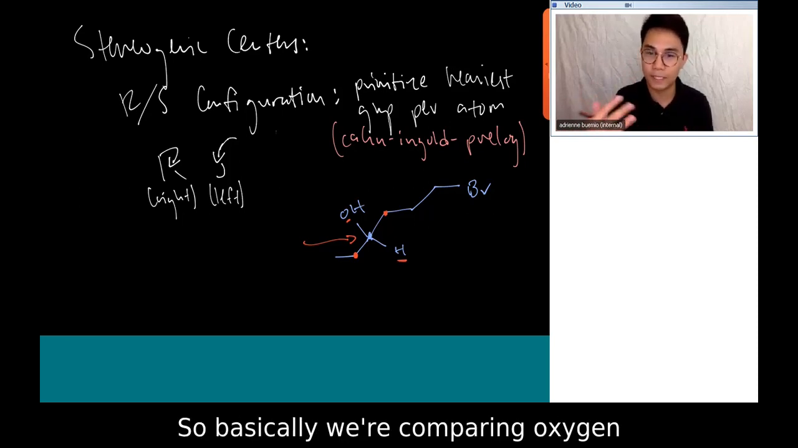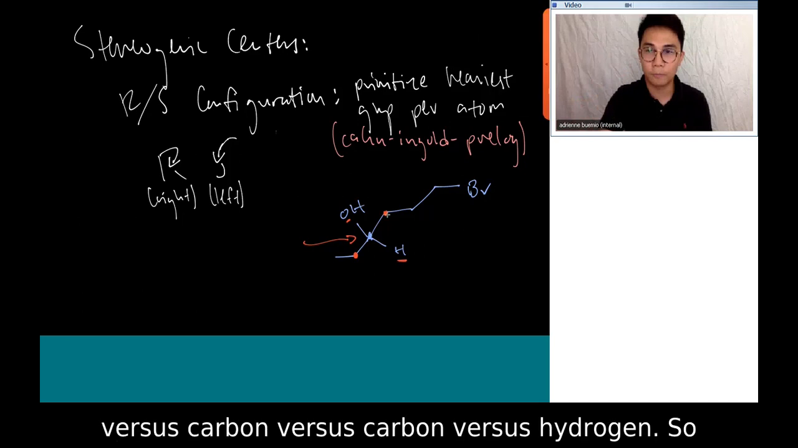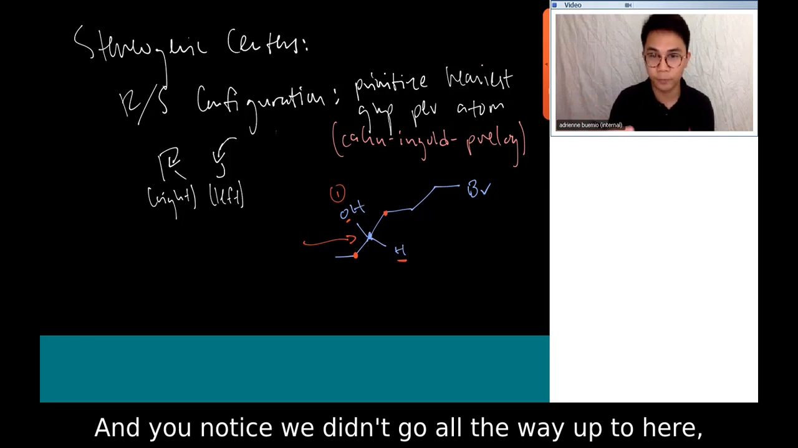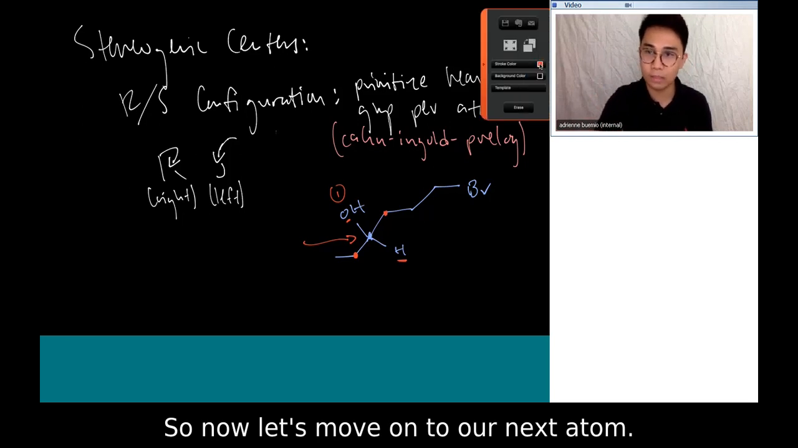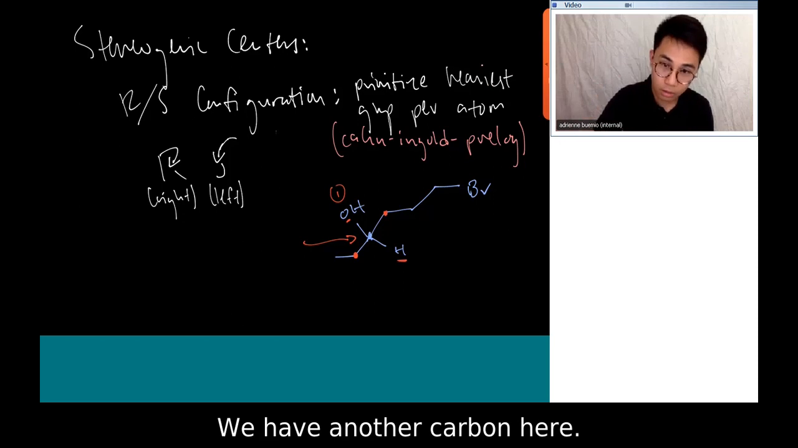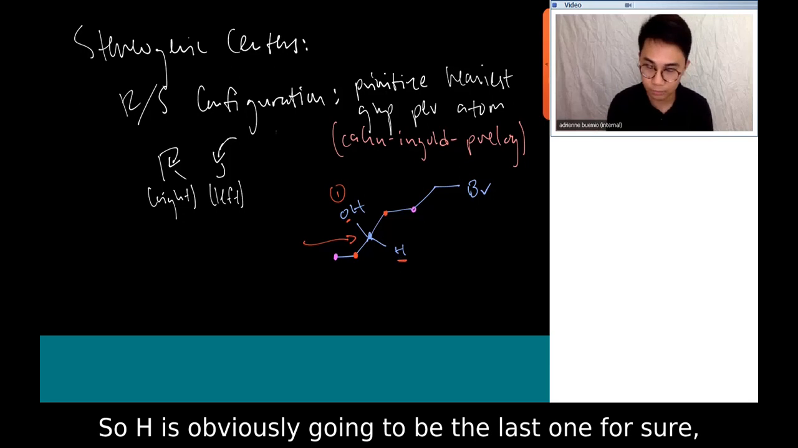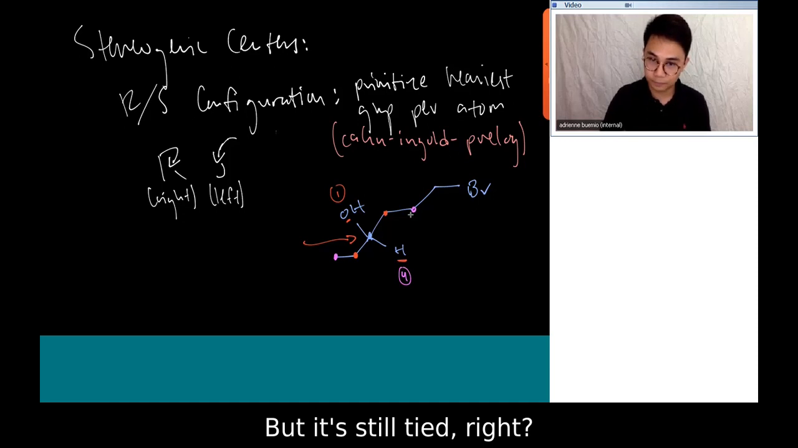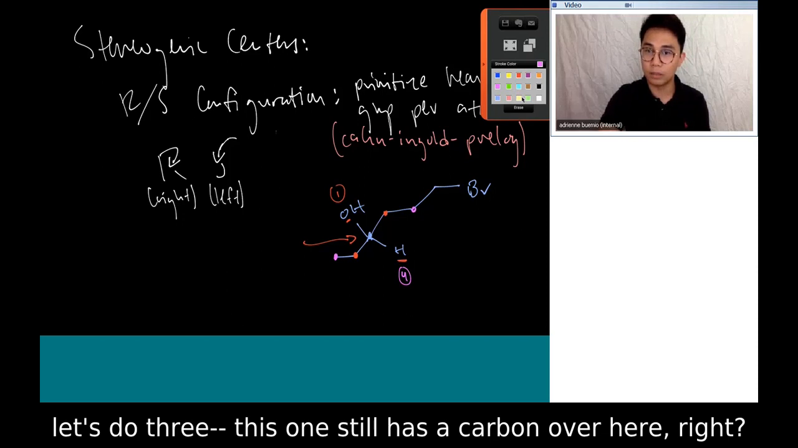But yeah, so atom by atom, we're prioritizing them. So basically, we're comparing oxygen versus carbon versus carbon versus hydrogen. So which one of those is the heaviest? The oxygen. So that's a 1, right? And you notice we didn't go all the way up to here because we said atom per atom. So now let's move on to our next atom. We have another carbon here, and another carbon here, and we have H here, right? So H is obviously going to be the last one, for sure. So let's just put that as 4, but it's still tied, right? Now, our next tiebreaker will be, let's do green.